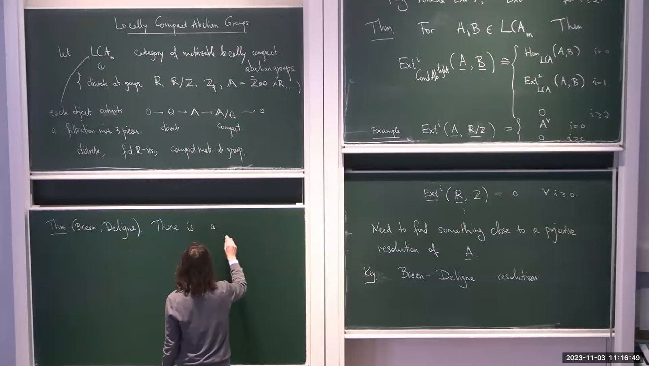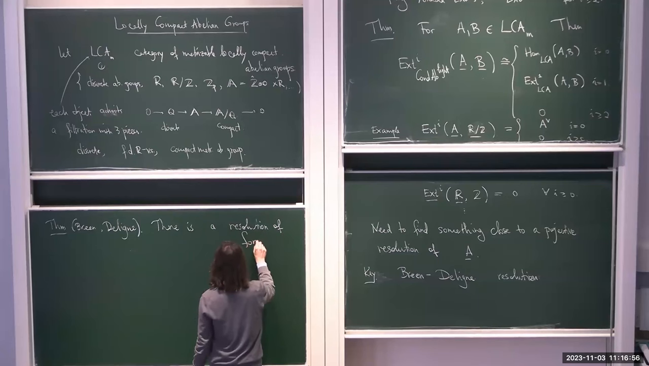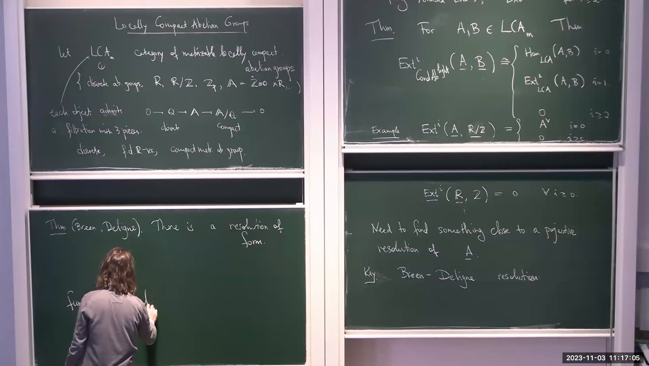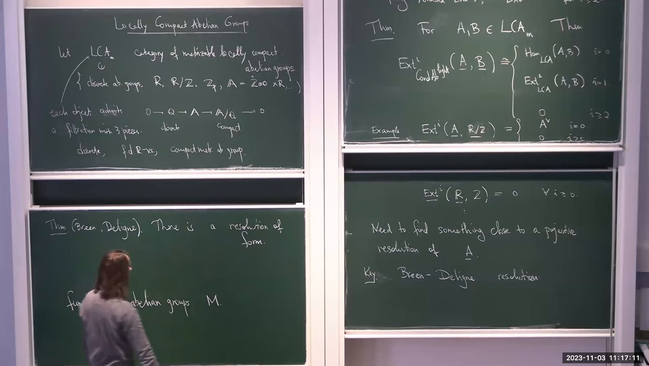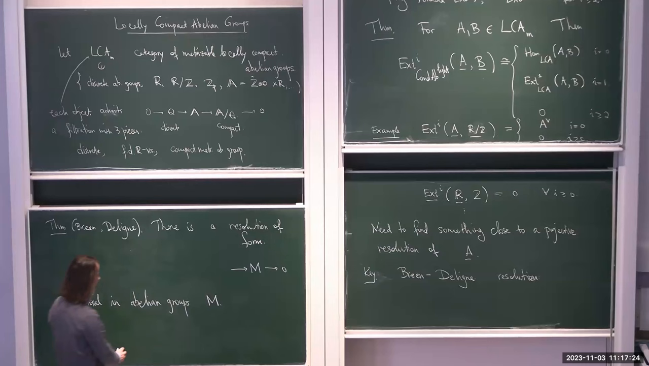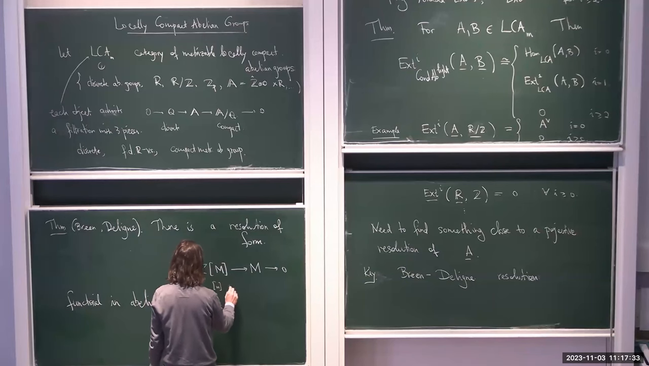There is a resolution of the form, something functorial in the abelian group. So what is the resolution? You're trying to resolve any abelian group M, and you're trying to find some kind of universal projective resolution of this. So you're trying to somehow resolve this by free abelian groups. And there's, of course, a very easy way to find at least a surjection onto M, where you send the generator given by some element of M to M as an element in here.